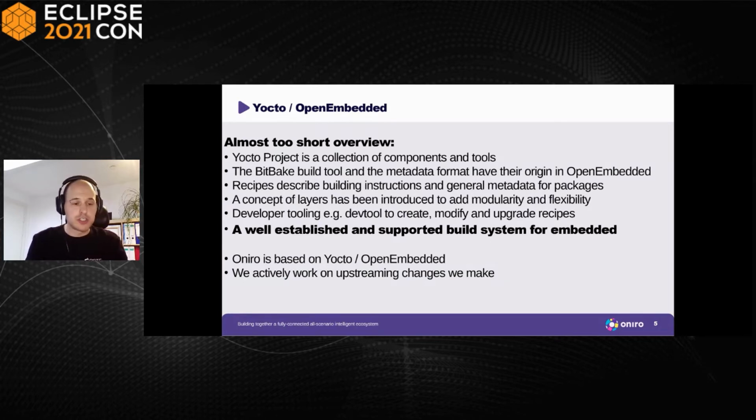The Yocto project is a collection of components and tools. One of these tools is the BitBake build tool, and another is the metadata format for all the packaging. Both of them originate in the OpenEmbedded project. The metadata format is basically recipes, build instructions and general metadata for packaging. So if you have done any packaging for other distributions, most of this will be kind of familiar.